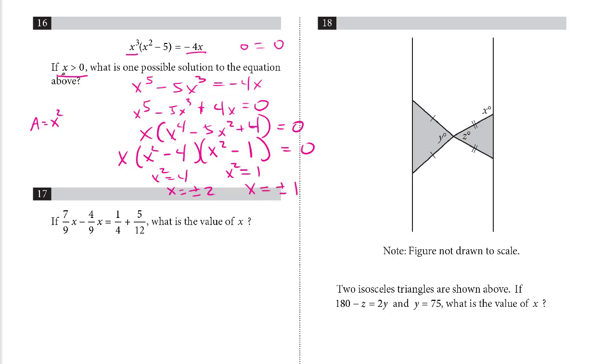Again, x is greater than 0, so negative 2 and negative 1 do not count. What is one possible solution? Well, it can either be 1, or it could be 2. Those are the two possible answers to 16. Either one will work.